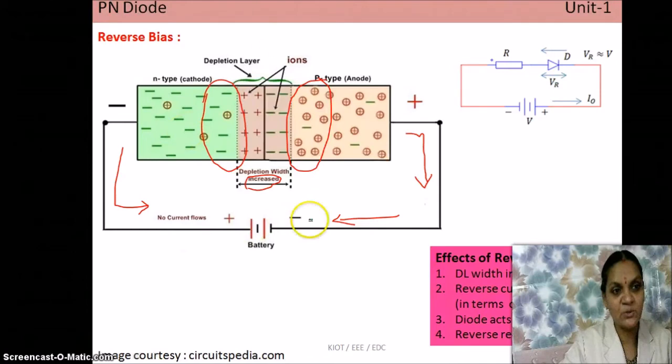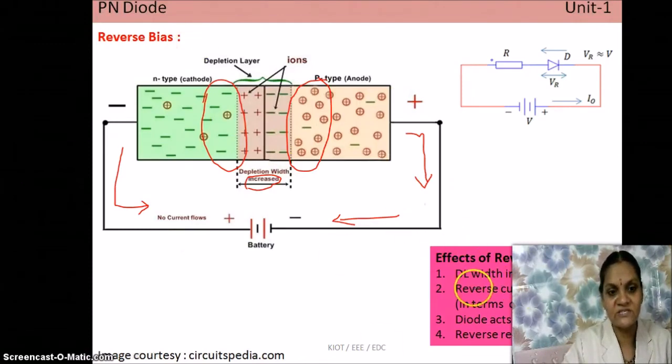Since the depletion layer width increases, the depletion layer is acting as a resistive layer. Its width increases means resistance increases. So resistance increases means, will it allow the current to flow? No, it will not allow the current to flow. So it is acting as an open switch. If the current is not flowing in any closed circuit, we can call this an open switch, open circuit. So the current is not flowing.